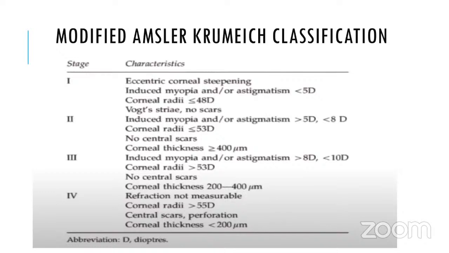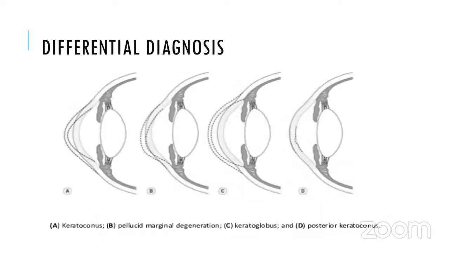Stage 3 is where induced myopia and/or astigmatism is more than 8 diopters but less than 10 diopters. Corneal radii are more than 53 diopters and there is no central scarring. Corneal thickness ranges between 200 to 400 micrometers. Stage 4 is where refraction is not measurable. Corneal radii are more than 55 diopters. There can be corneal scarring or perforation, and corneal thickness is less than 200 micrometers.